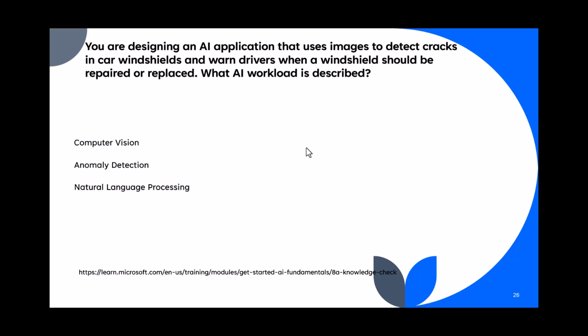Question number 26. You are designing an AI, artificial intelligence application, that uses images to detect cracks in a car windshield and warn drivers when a windshield should be repaired or replaced. What AI, artificial intelligence workload, is described here? The answer to the question is computer vision. So with computer vision, you can detect a crack in your windshield. It uses the camera to capture that and it will let you know. That's artificial intelligence. So the answer to this question is computer vision.